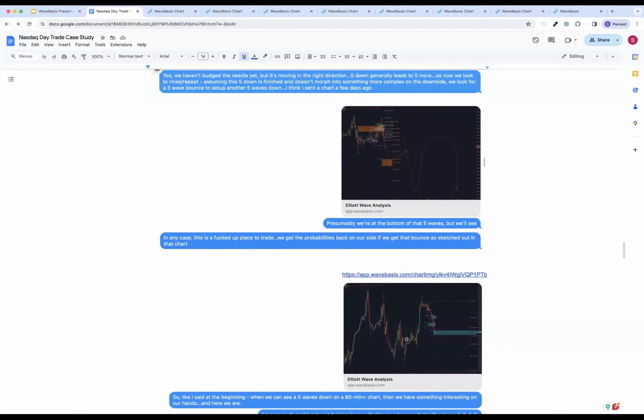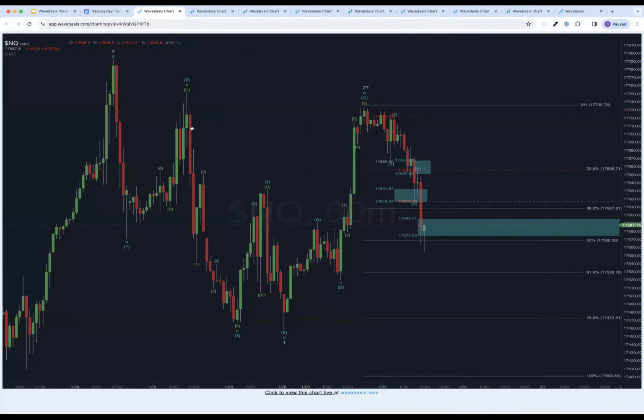It got up in here on these starting out. Here's the 5s down. We can take a look at that one. This is the 5 down. This is the area that we were short in here. And then we started bouncing. But again, we had the overlap coming down, this overlap here, wave 4 overlap with wave 1.